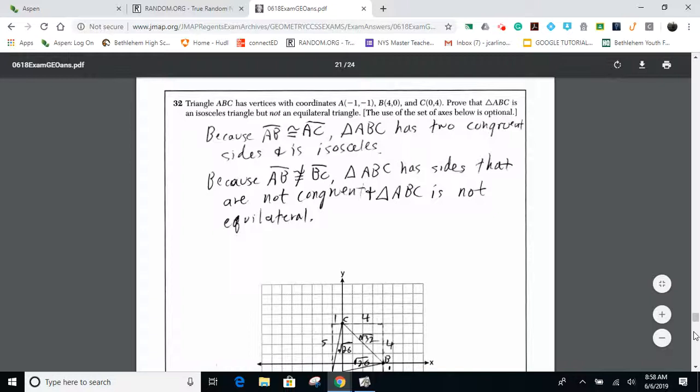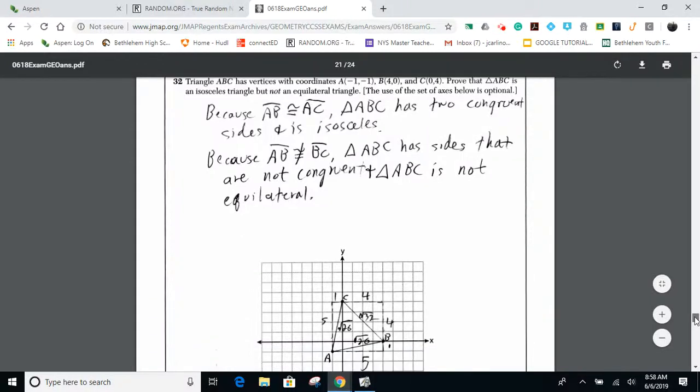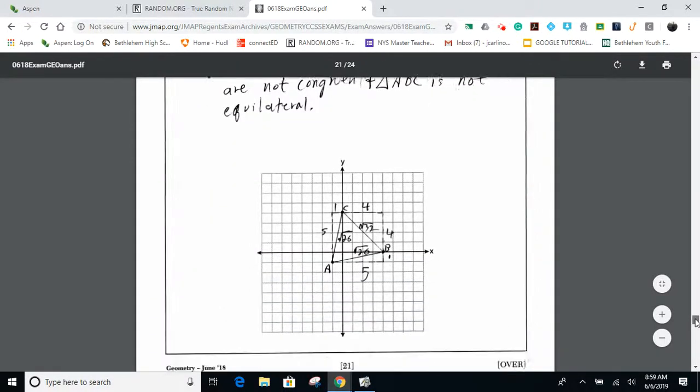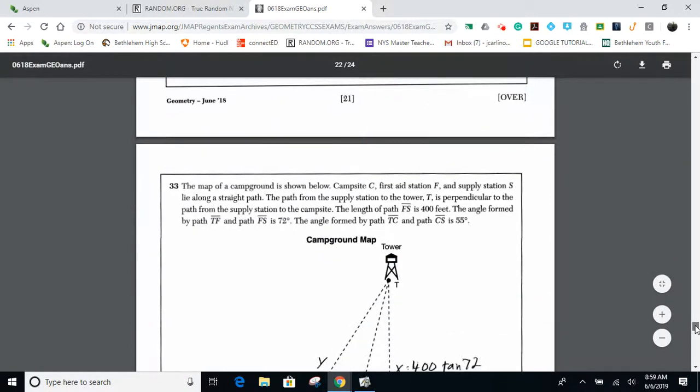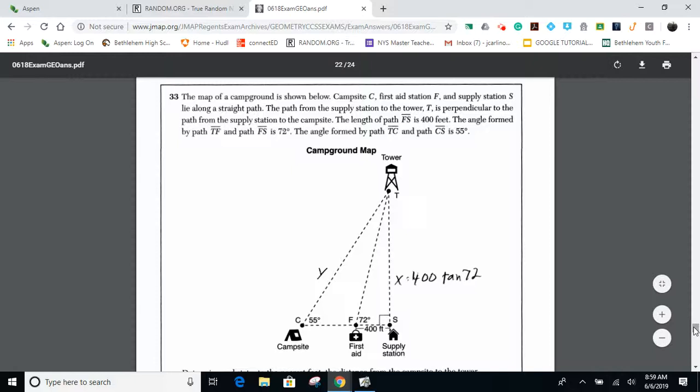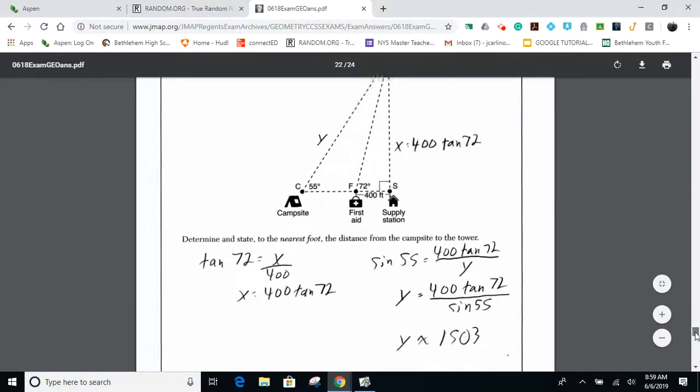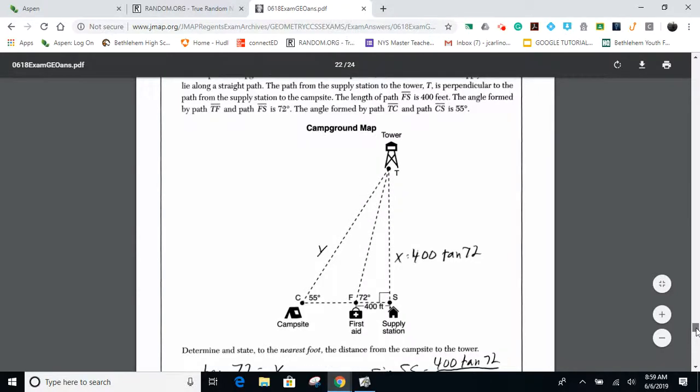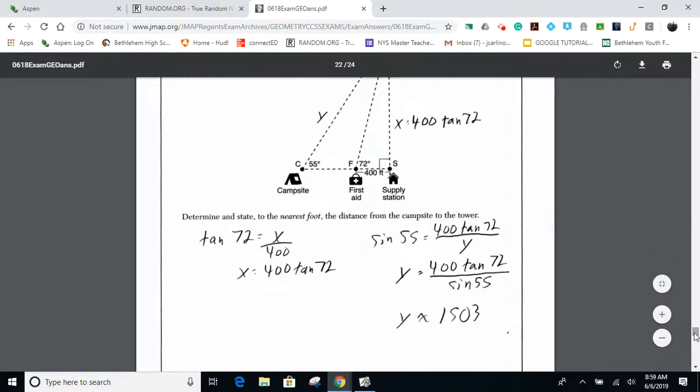And then finally 33. I assigned these 3 because it was a wide variety of topics, because 33 involves SOHCAHTOA, sine, cosine, and tangent. Or you could have used law of sines. I don't know how many of you might have broken law of sines out. That's fair game. And the distance from the campsite to the tower was 1,503 feet. A couple different ways you could have gotten there.